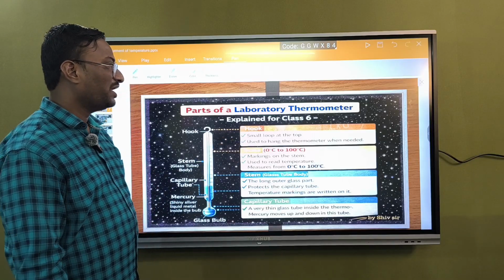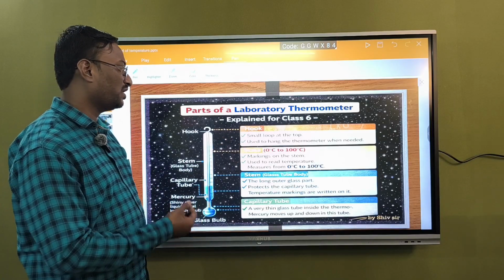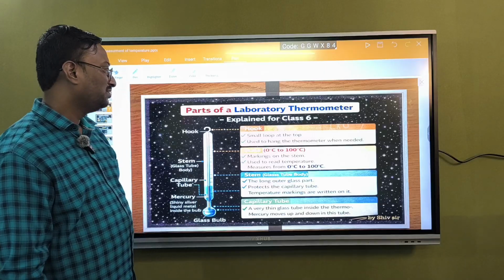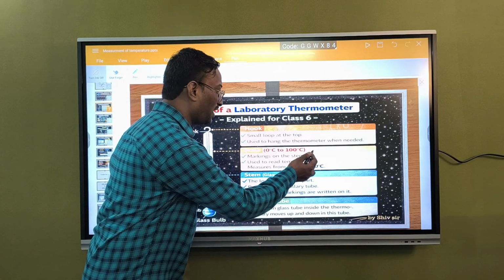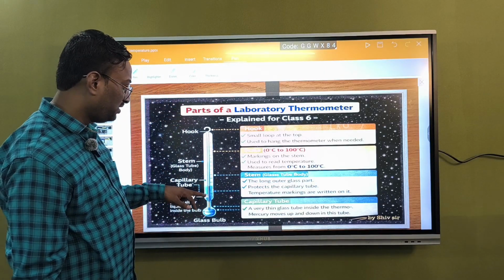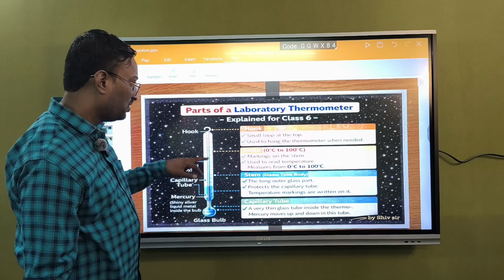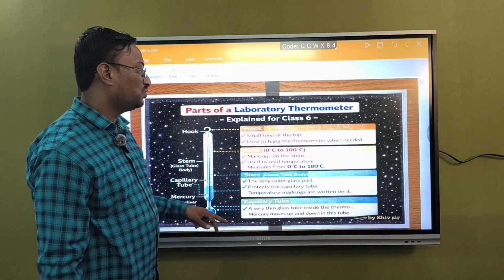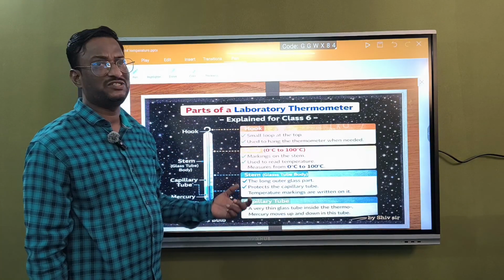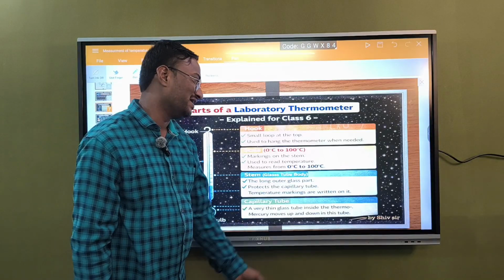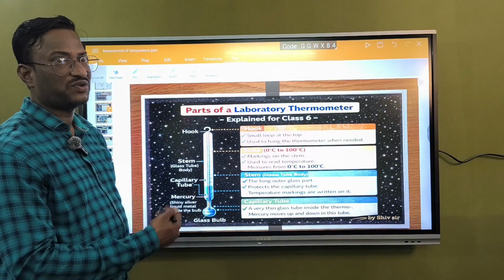So that's why, to hang it in one particular place, we are going to use that. Next, the scale will be 0 to 100 degrees centigrade, marking on the stem. See here, 0 to 100 degrees centigrade. Generally this laboratory thermometer is used in centigrade, 0 to 100 degrees centigrade.